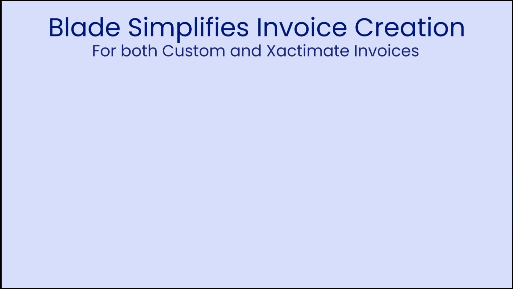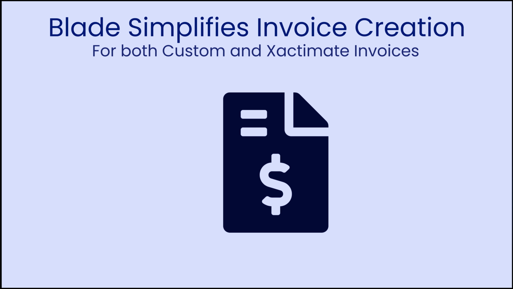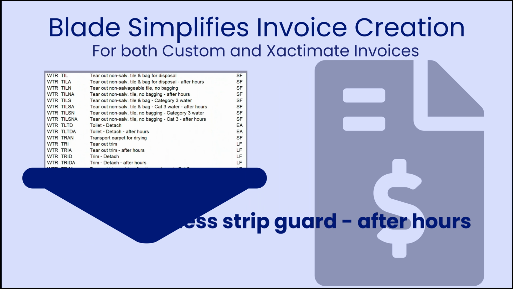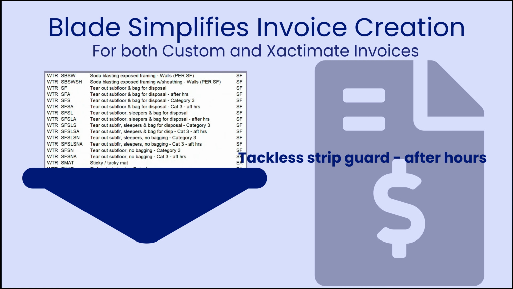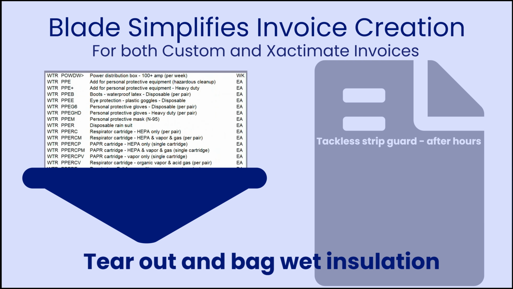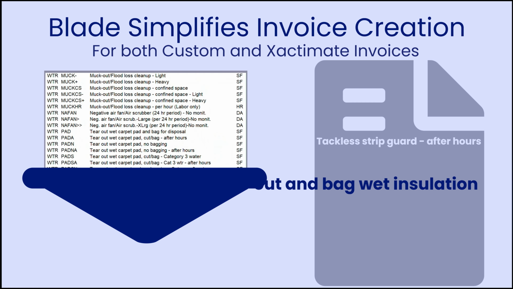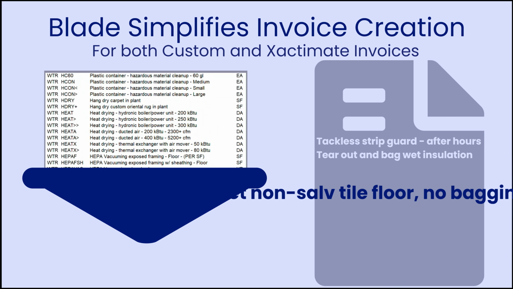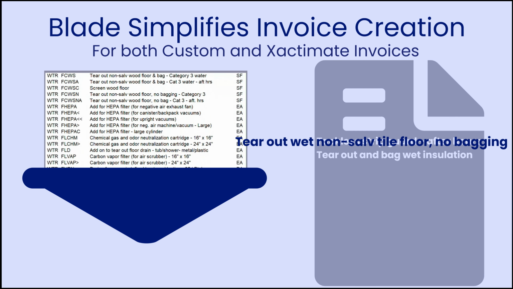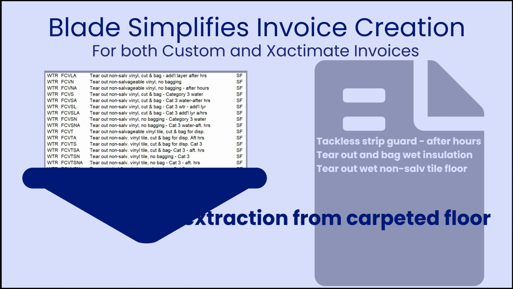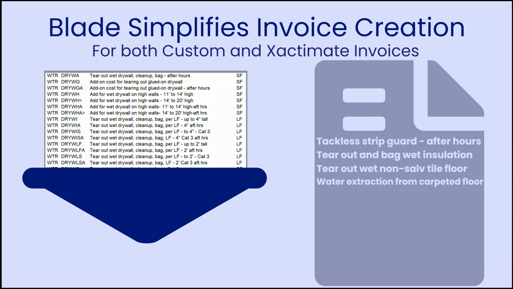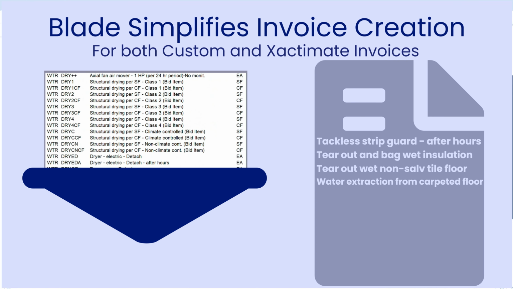In summary, Blade simplifies invoice creation for both custom and Xactimate invoices. Blade takes the thousands of possible Xactimate or custom service line items and heavily pre-filters and intelligently tags them. The applicable line items are presented to users in a clean, searchable format that makes sense in real work conditions. Aided by Blade's integrated automation features, users can easily and accurately build an invoice to capture work performed, supplies consumed, and equipment used each day of the job.